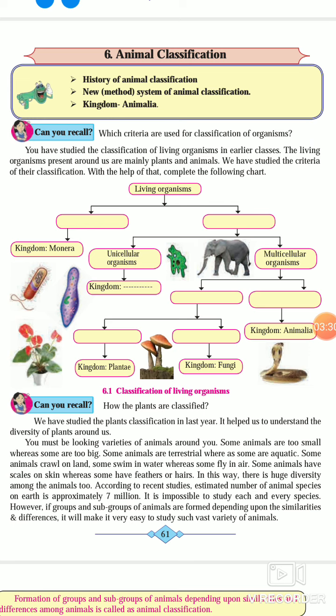Okay. So next classification is, either they are autotrophs or they are heterotrophs. Autotrophic plants are included in Plantae and heterotrophic organisms are included in Fungi. And in case of animals, kingdom Animalia is considered. So again the question has arisen: how are the plants classified?